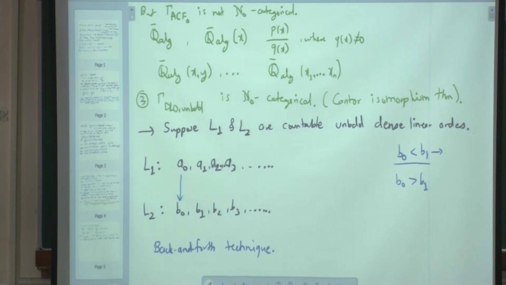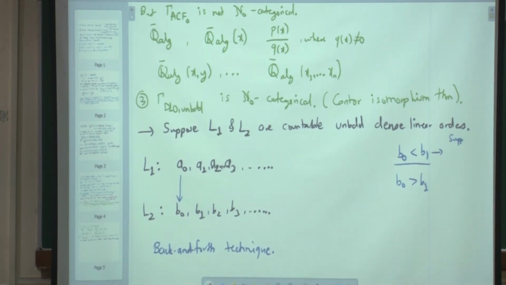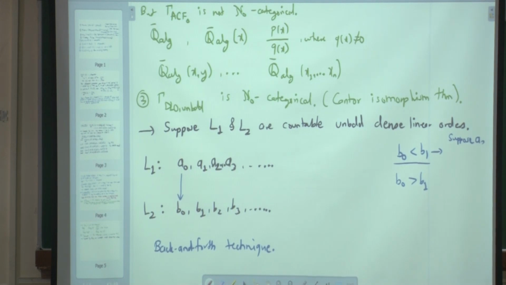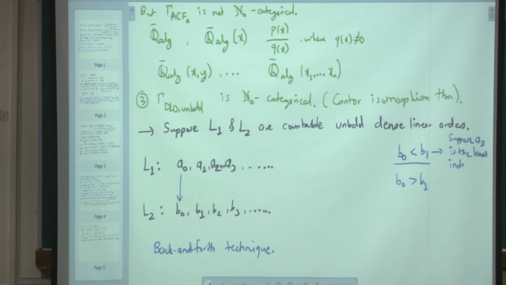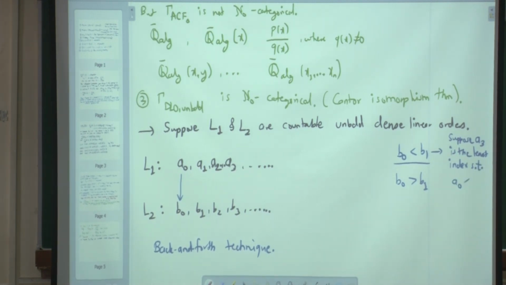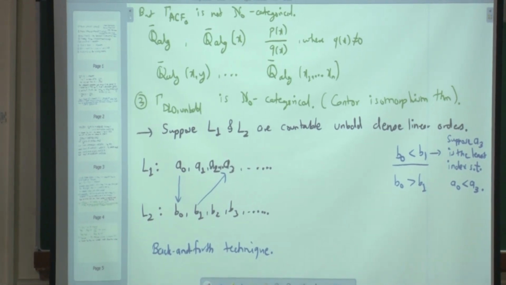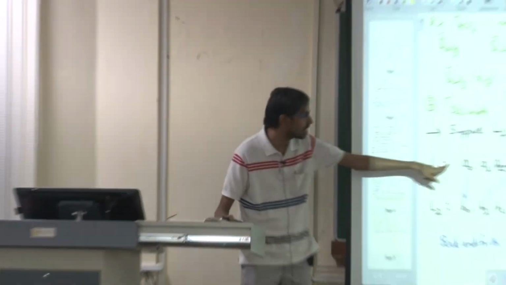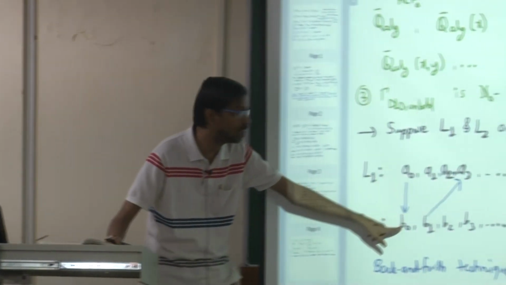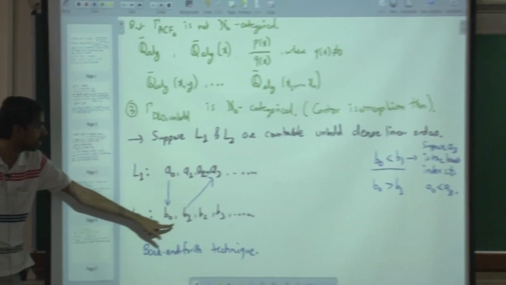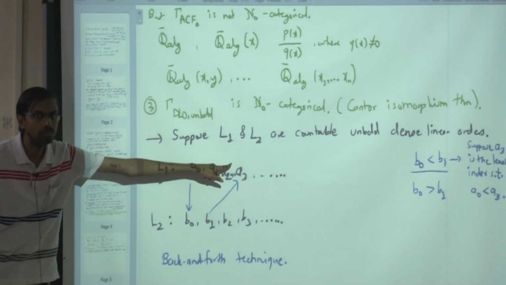So suppose A3 is the least index such that A0 is less than A3. Then what will I do? I will map B1 to A3. Now one round of back and forth is done. First I mapped something from L1 to L2. Second time I mapped something from L2 to L1.